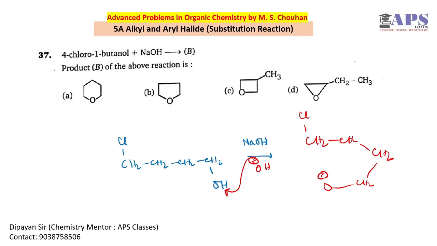Okay. Now this O minus can approach this carbon from the back side because this is NGP, and a cyclic product will form, and this cyclic product is a 5-member ring. This cyclic product is a 5-member ring, and option B is the correct option.